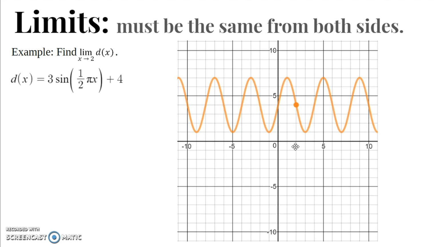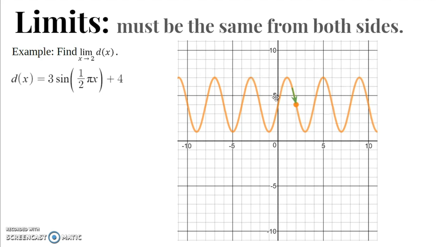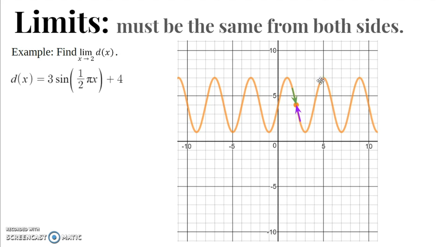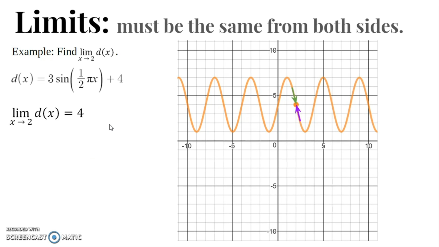Let's take a look at the graph of d of x. X at 2 is right here. We see that as we approach x equals 2 from the left, the limit of d of x is 4. And as we approach x equals 2 from the right, the limit of d of x is also 4. And since we know that the limits from both sides are the same, we can conclude that the limit of d of x as x approaches 2 is 4.